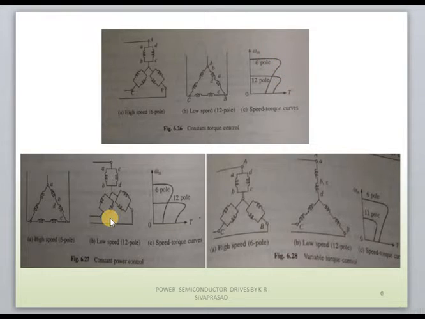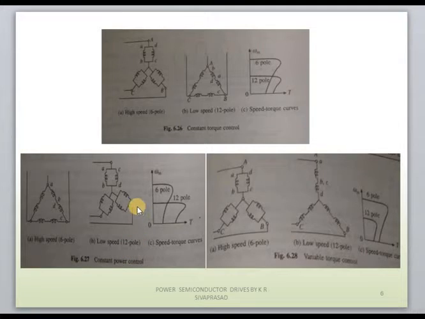If you want to maintain a constant power, then the connection will be like this. High speed 6-pole will be created by using a delta connection, by short circuiting B and C terminals, and A terminal is connected to phase A, C terminal is connected to phase B. With this we can get a high speed 6-pole, or we can get a low speed 12-pole also, by short circuiting A and C, and next B and D also short circuited. Then we will get a low speed 12-pole machine.